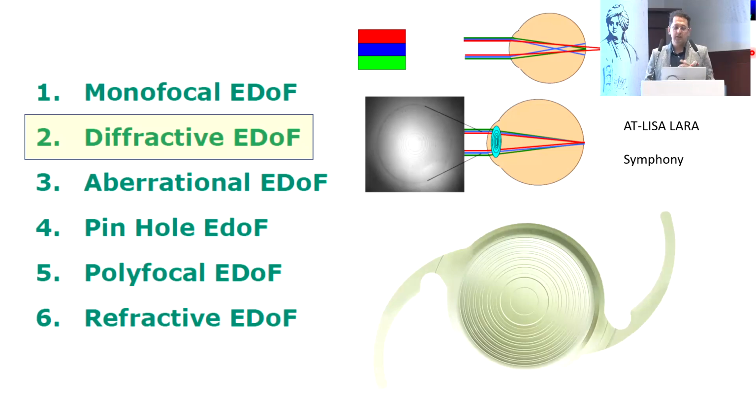Second common category, which was initially launched, was the diffractive EDOF. You know about Symphony and Lara. These were the first EDOFs introduced in the market. But again, they had the same rings. So though the overall contrast was better, there were still patients who complained of glares and halos.